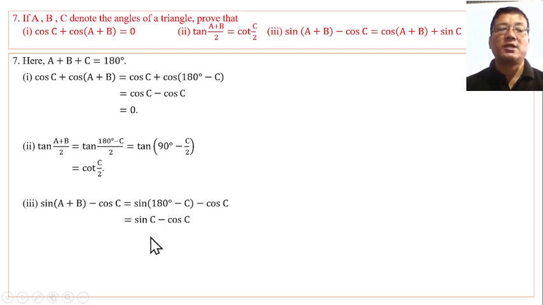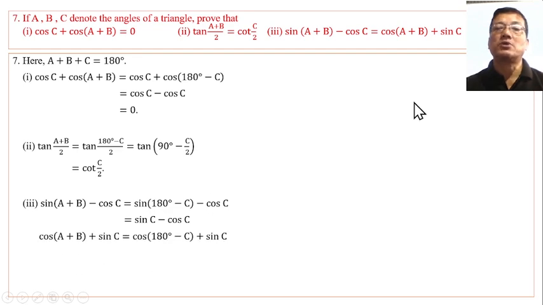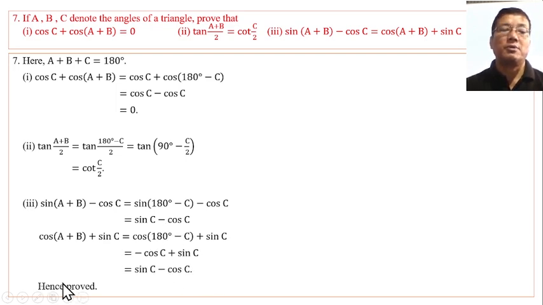Sin C, sin C, cos C. Then the right hand side is cos of A plus B, which is cos of 180 degrees minus C, which is minus cos C. It becomes the right hand side, and so the expression is proved.